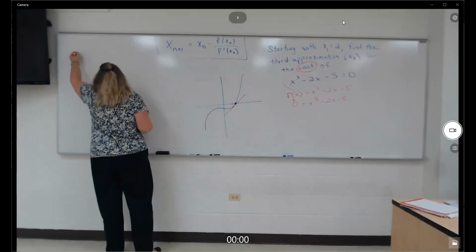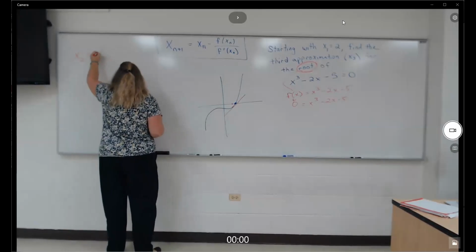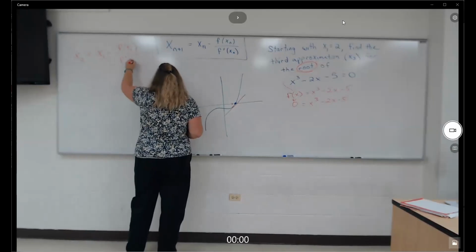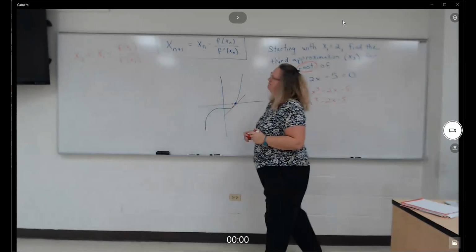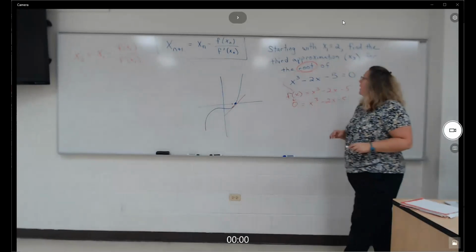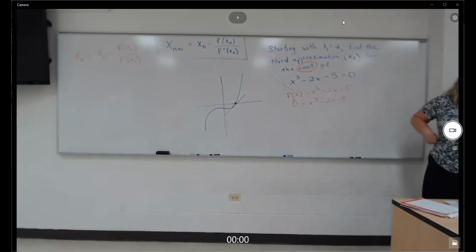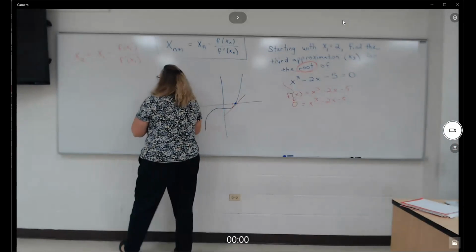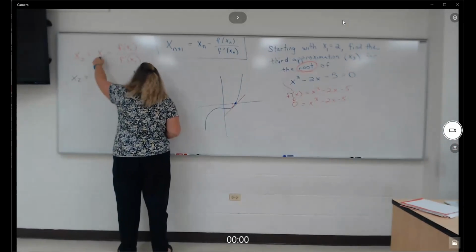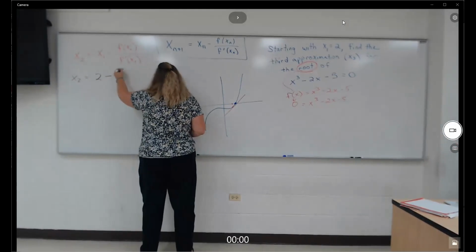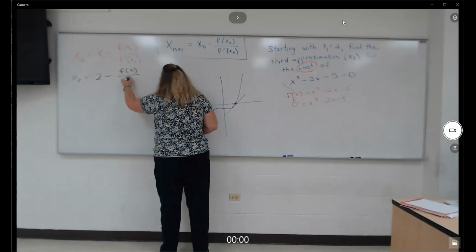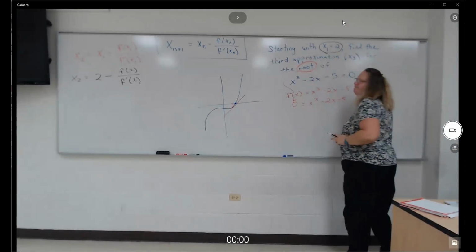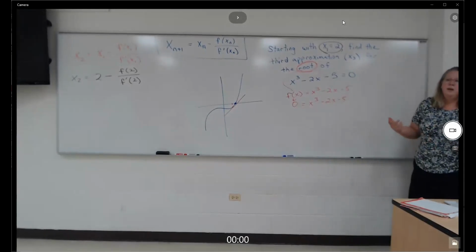So to find our second approximation, we're going to do x of 1 minus f of x of 1 divided by the derivative. And what is x of 1? They want us to start with 2. So x of 2 is equal to 2 minus f of 2 over the derivative. And that 2 is coming right from it. And so now we just have to go at it.